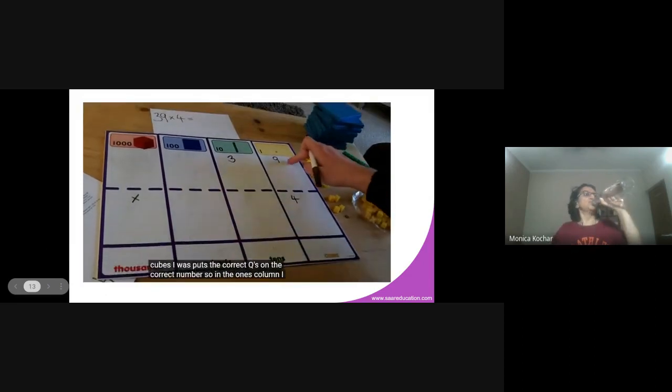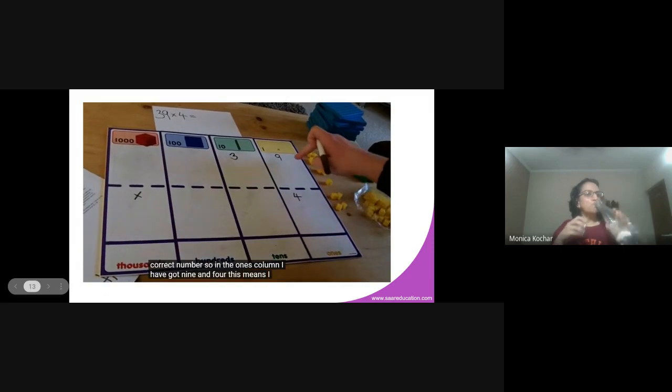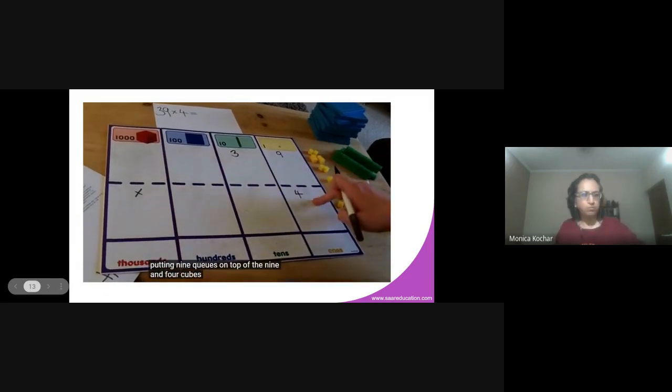So in the ones column, I have got 9 and 4. This means I must put 9 cubes on top of the 9 and 4 cubes on top of the 4.